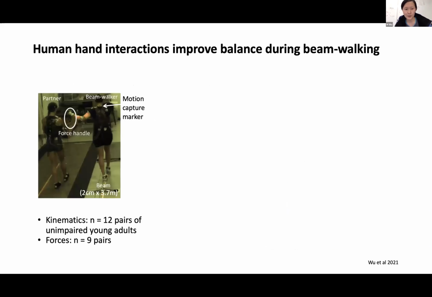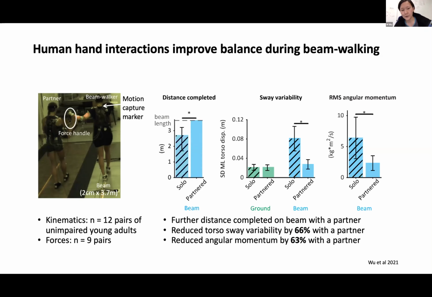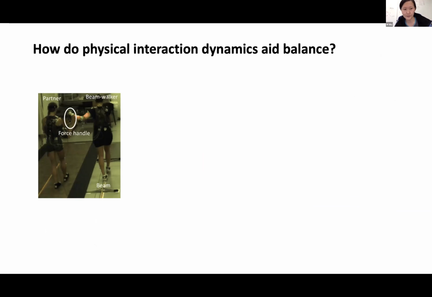We did this human subject experiment with unimpaired young adults. One person walked on a very narrow balance beam, and then next to them walked a partner, and they interacted at the hands by holding onto two ends of a force handle. We also had motion capture to measure the movements of the beam walker. And we found that the beam walker performed much better when they had a partner over a number of different metrics. So then we want to figure out, how do these physical interactions aid balance?